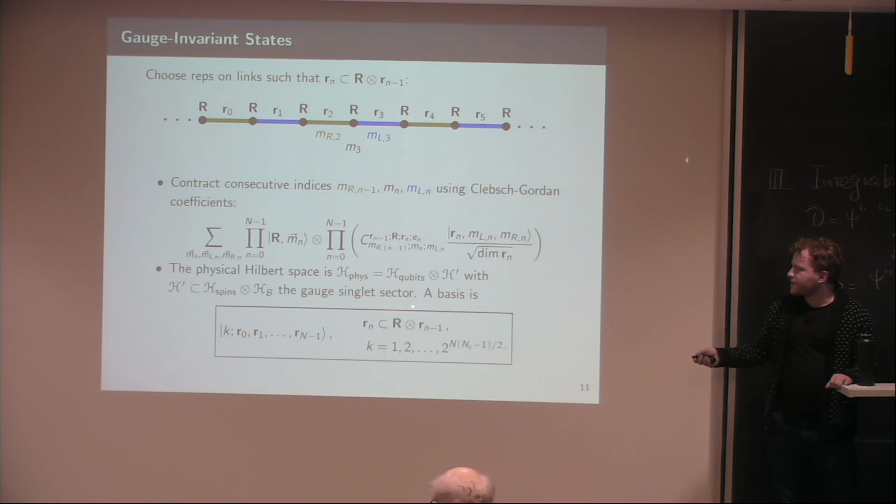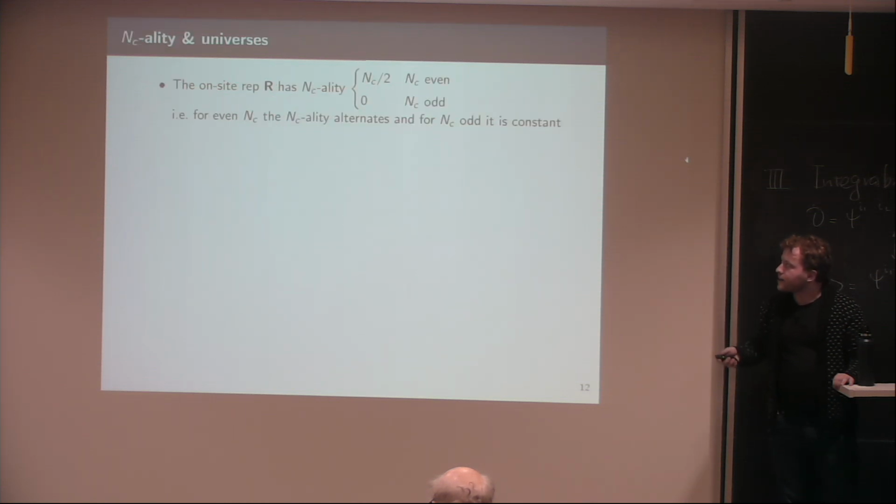Good. And so we can write down some basis, right? We would label the states by representations on each link. Again, those multiplicity labels, which are along for the ride. And we're going to get some very large space of states this way. So let's look at some examples to make this a little bit more concrete. I'll show you examples for SU2 and SU3.